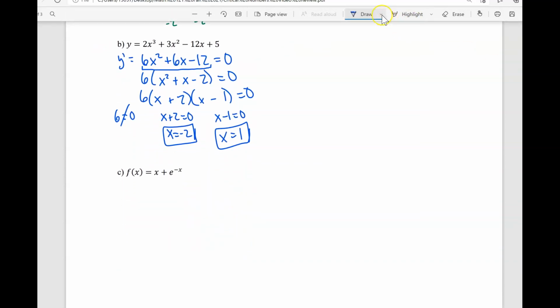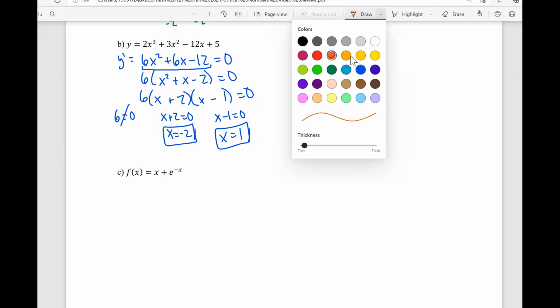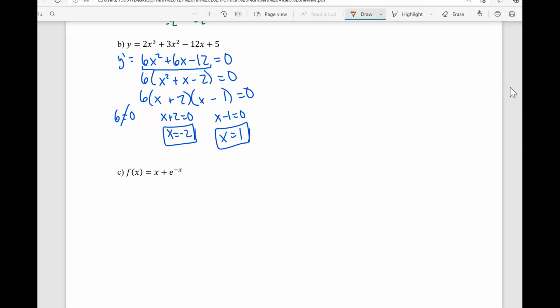So f of x equals x plus e to the negative x. So let's take the derivative now. So f prime of x equals 1 minus e to the negative x, because we need to use a chain rule there. Because the derivative of e to the negative x is e to the negative x times the derivative of negative x, that's just going to be negative 1. That's where this negative came in.